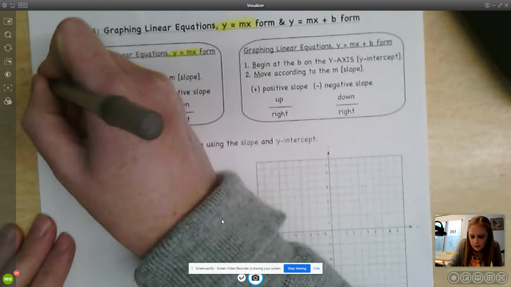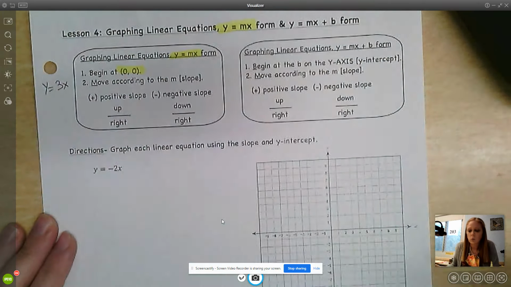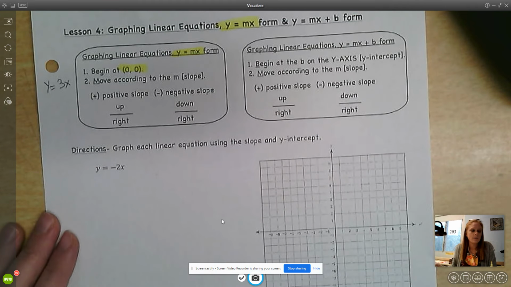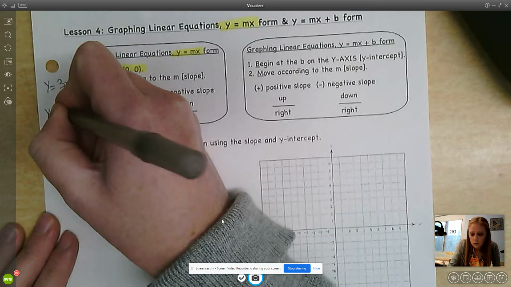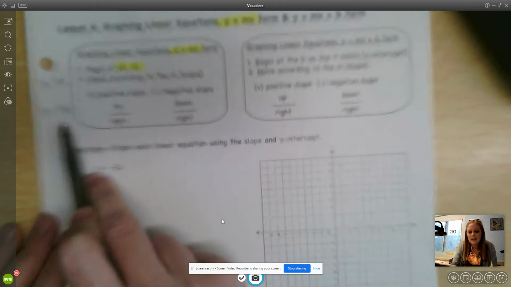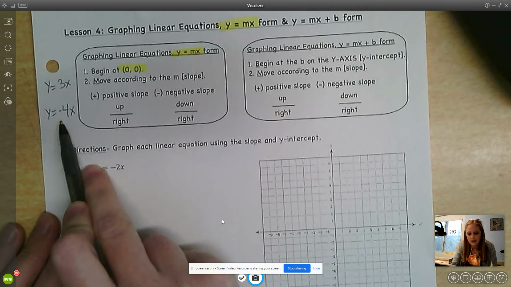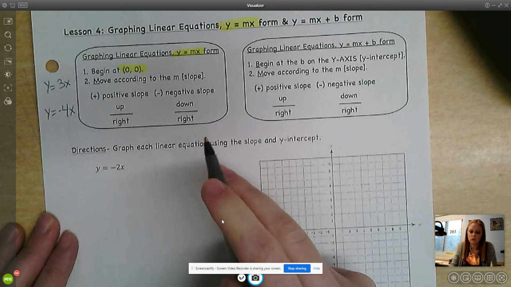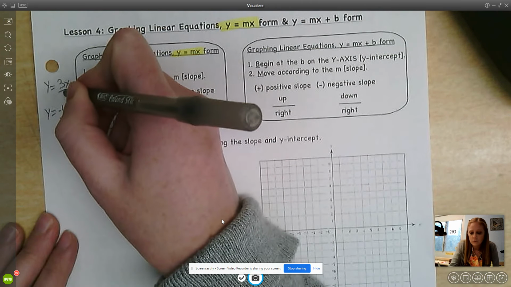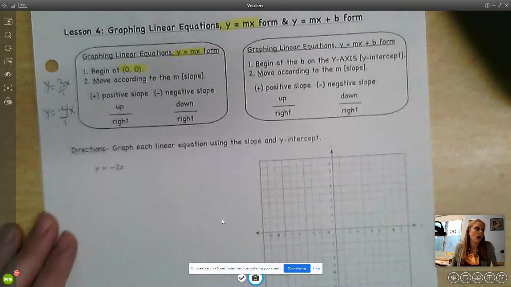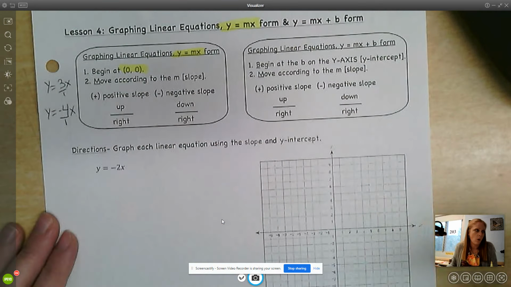So just do two quick examples. Let's say it's y equals 3x is a linear equation. 3 is positive, so you'll be going up and to the right. If you have y equals negative 4x, the slope is negative 4, so you'll be going down and then to the right. And you would write these over 1. So up 3, right 1, down 4, right 1.